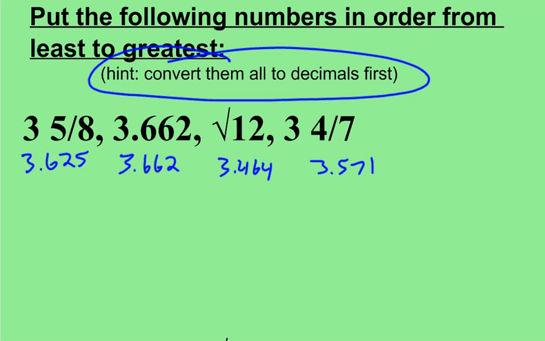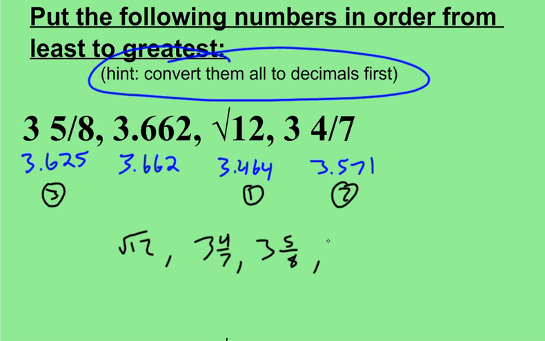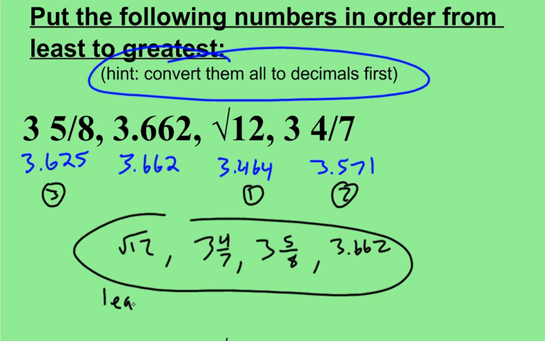So let's see here. Smallest first decimal is actually 3 point, this is the smallest, so 3.464. Next smallest would be the one with the 5. 3 point, actually I'm not going to use the decimals. I'm going to put them back into their original form. We use the decimals so we can compare them. I put square root of 12, that's the smallest. 3 and 4/7 is the next smallest. And we said, because the second decimal is smaller on this one, this would be the next smallest. So this would be 3 and 5/8. And then 3.662. There's your order from least to greatest.